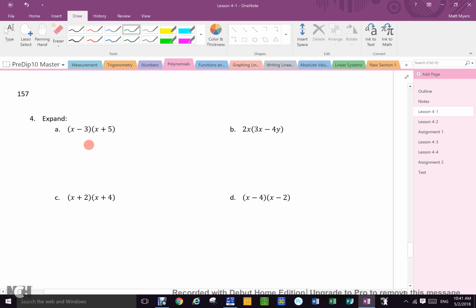Expand. X squared minus qx minus 15. Expand. 6x squared minus xy. No. 8xy. Expand. X squared plus 2z plus 8. Expand. X squared minus 6x plus 8. Excellently done. So happy.